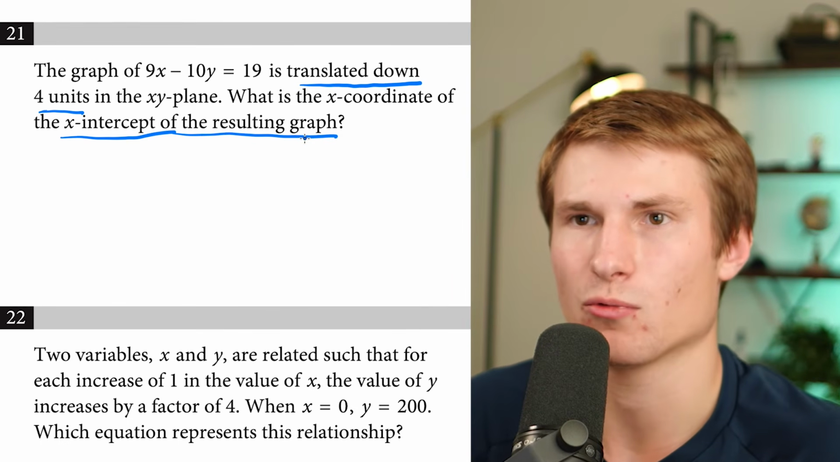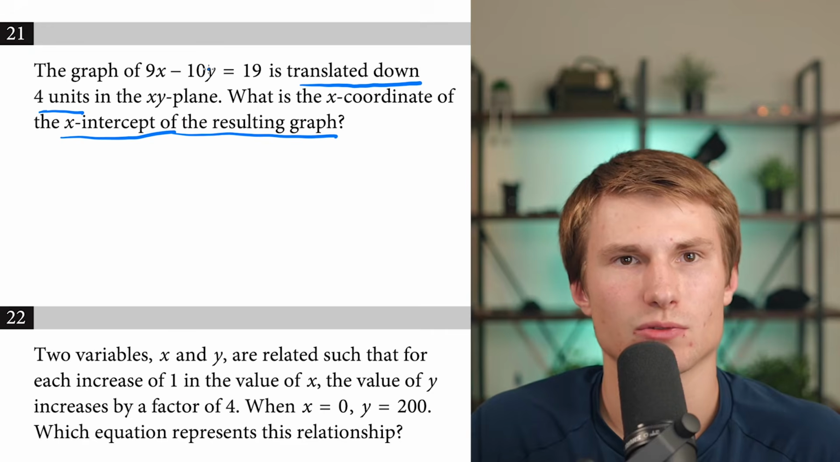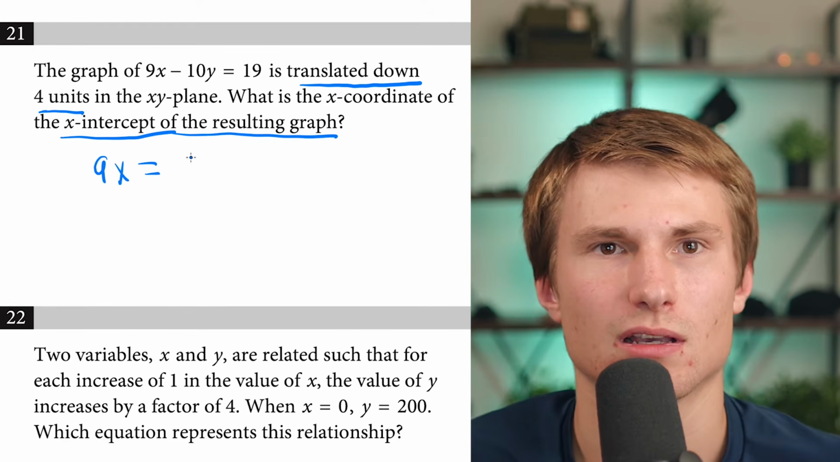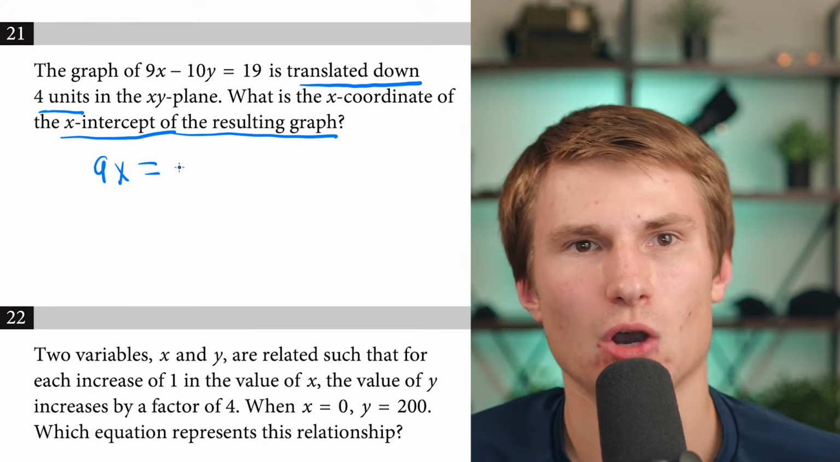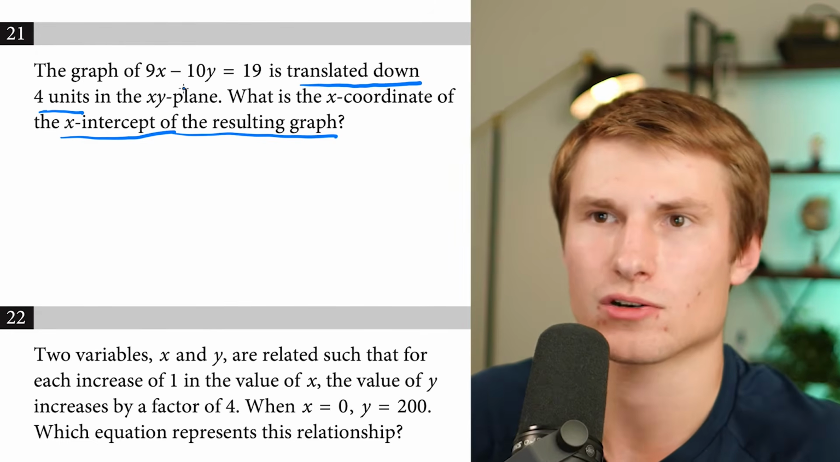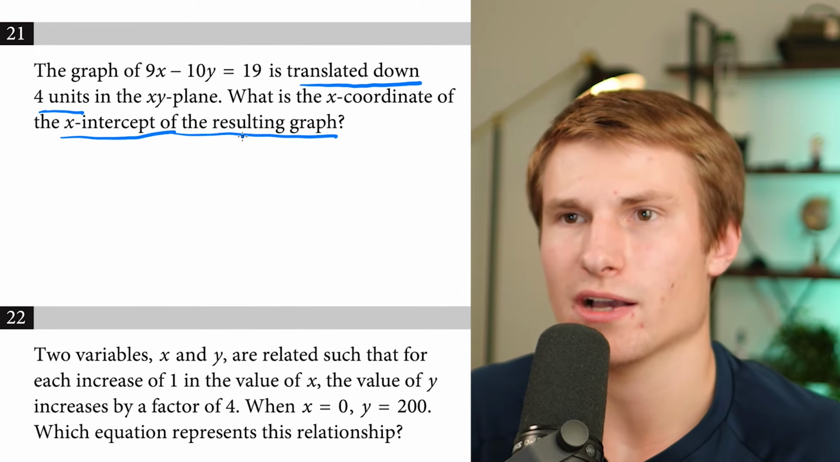X-intercept's going to be where y is 0. So we'll go ahead and put in 0 for the value of y. That will leave us with 9x is equal to, oh, hang on a minute. Sorry, forgot about that translation. Like I said, we always want to pay attention to it. That's why I have it underlined. Okay, what's the x-coordinate of the x-intercept of the resulting graph?